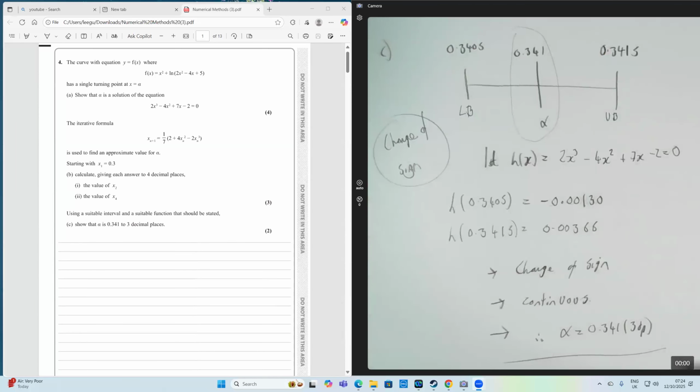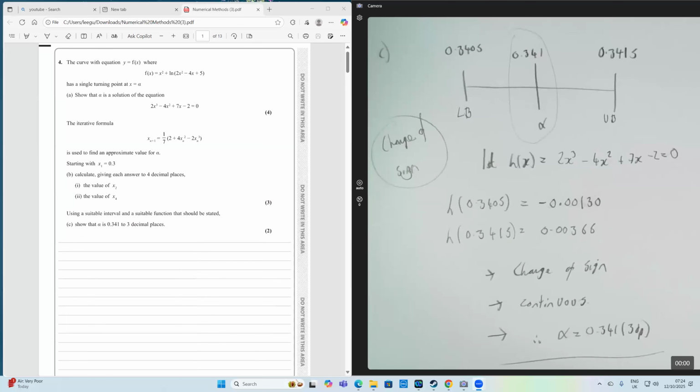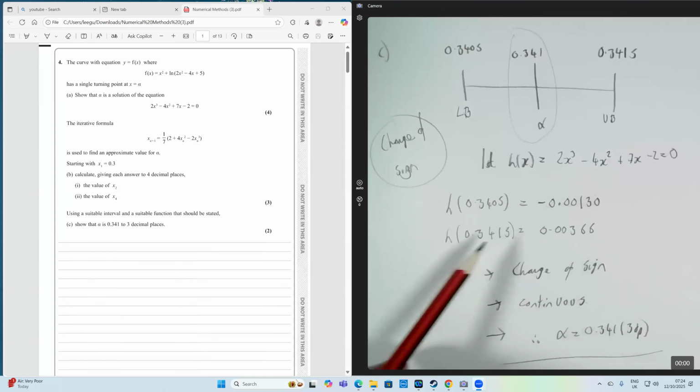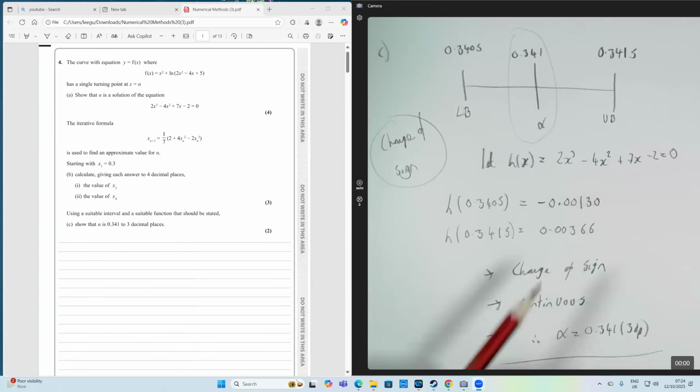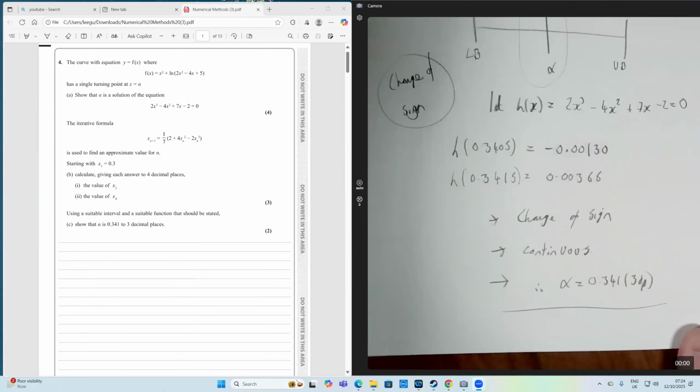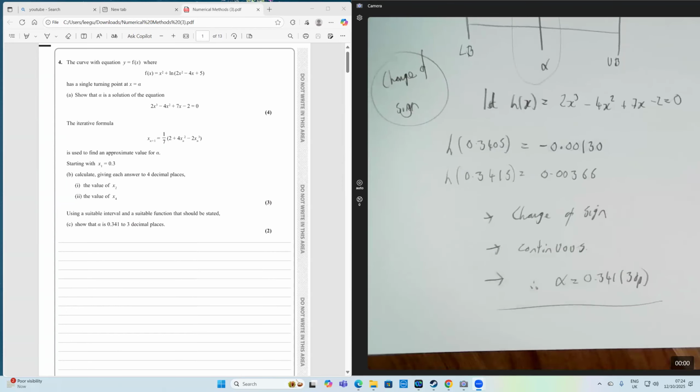And you can see that when we work it out at the lower bound, we get a negative answer. And when we work it out at the upper bound, we've got a positive answer. So there is a change of sign. Okay, so that means that there is at least one root in that interval. So they're looking for you to write down certain things. So we have a change of sign, and you need to make a note of that.